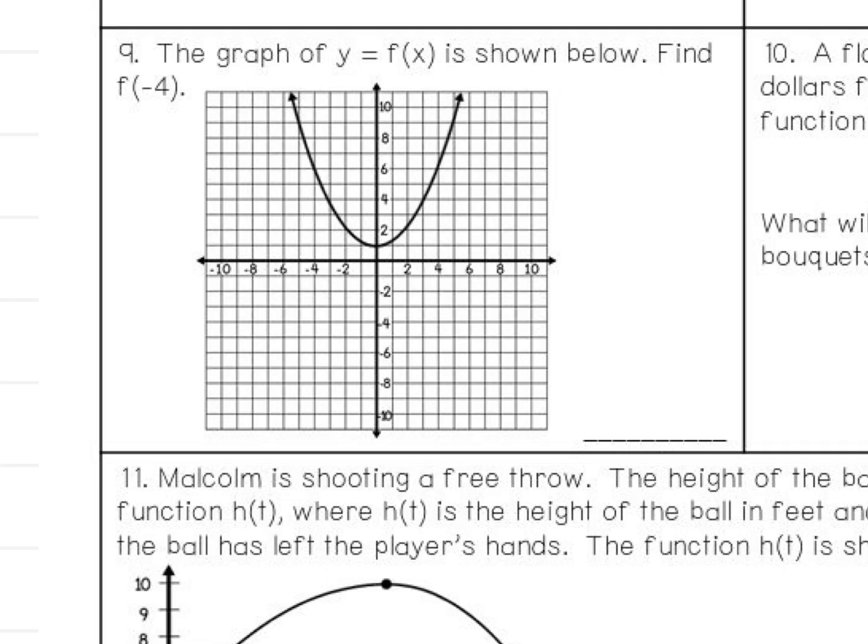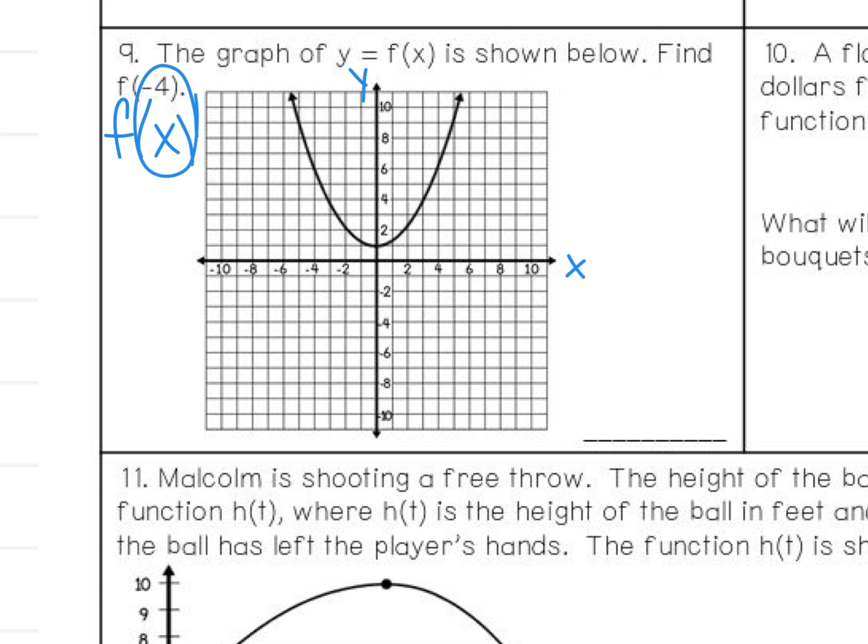All right, on number 9, we have a graph. That's actually easier than what we were doing before. It says y equals f of x. Find f of negative 4. So what do we know about that negative 4? It is x. So I'm going to look at my x-axis. This is my x. This is my y, if you don't remember.